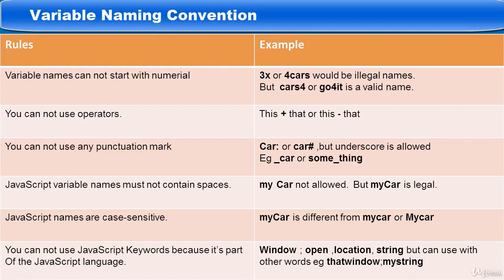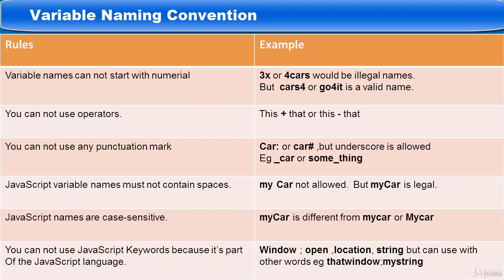The first thing to take into account is that variable names cannot start with a numeral. For example, you can't name a variable 3x or 4cars. Those would be illegal variable names. However, you can combine numbers with text. You can call a variable maybe cars4 or go4it and things like that. They are perfectly valid variable names.